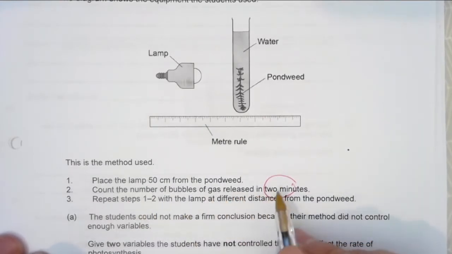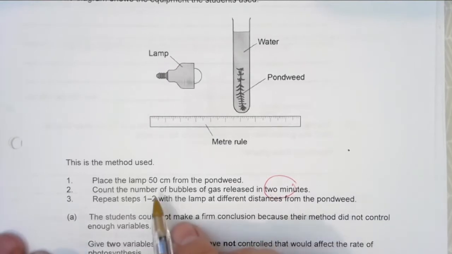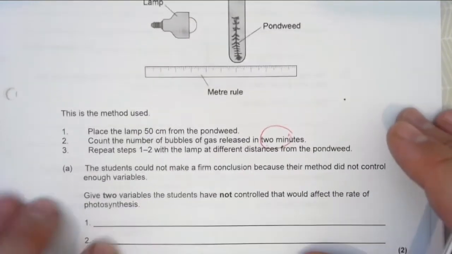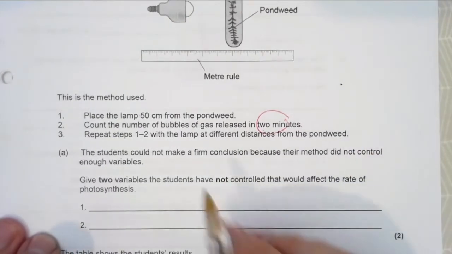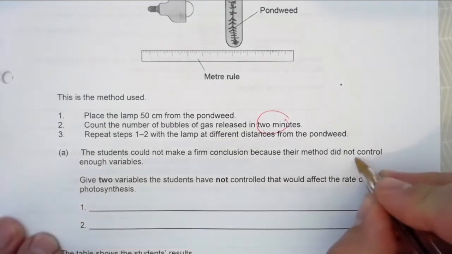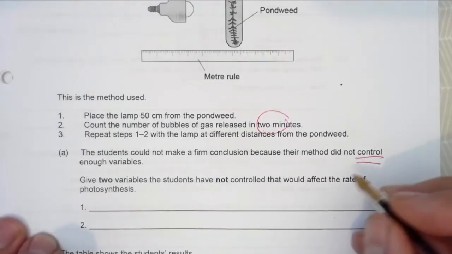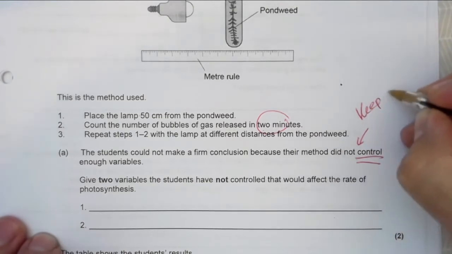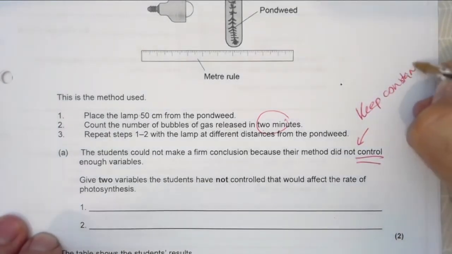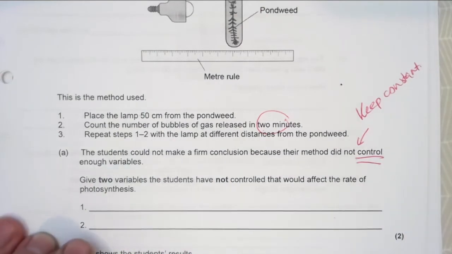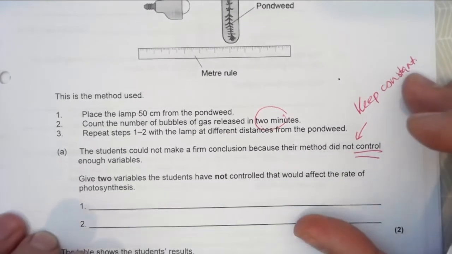So make sure you're always specifying how long you're counting the bubbles for, and then you're changing the distances from the pondweed. Okay, that makes sense. The students could not make a firm conclusion because their method did not control enough variables. So if you're controlling variables, you're keeping them constant. And unless you keep your control variables constant, you can't have what's called a valid investigation. So you can't trust your results.